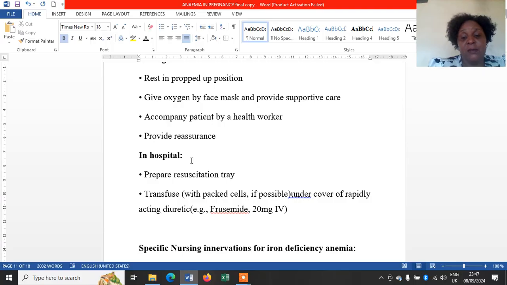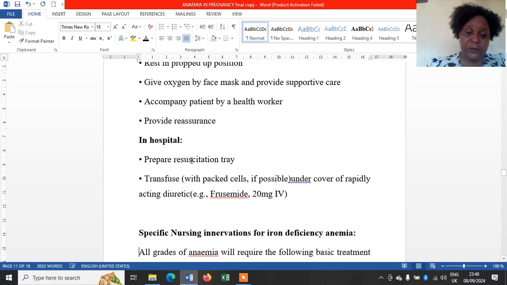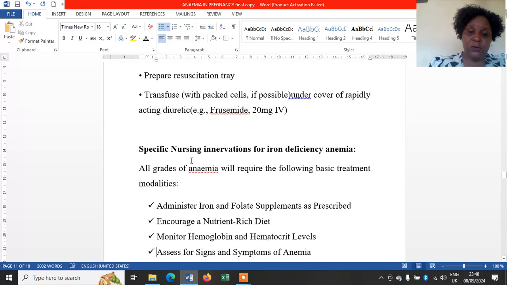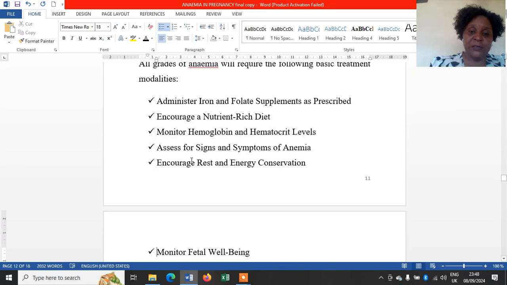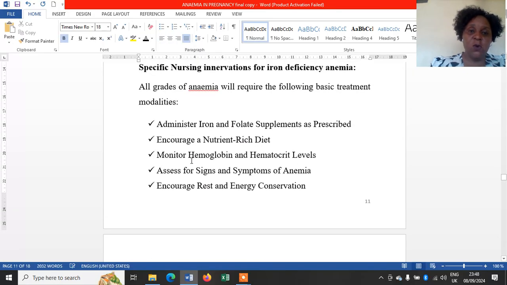And they should be covered with a cover of furosemide. Furosemide is going to help us avoid excessive fluid, to avoid fluid overload. So now let us look at the specific interventions for all grades of anemia which require treatment modalities.